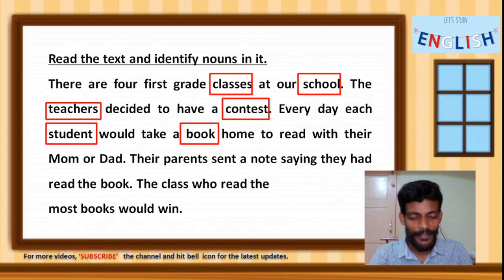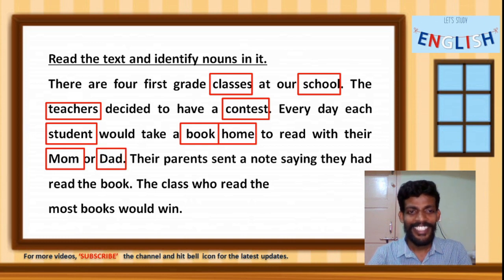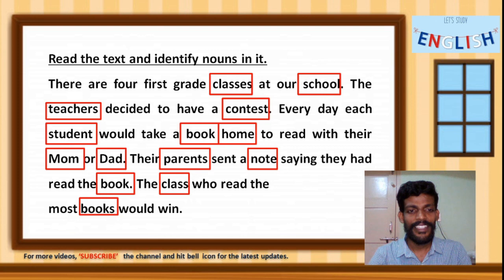I mean, feeling. Exactly. Yeah, tell it loudly. It is the name of a thing. Home, that is also of the same category. Mom, name of a person. Dad, parents, note, book, class. Okay, books. So these all are the naming words. Some are repeated, yet it is good for practice. Now, the same way you have to read the texts of your previous classes and try to identify the nouns as much as possible. Okay.